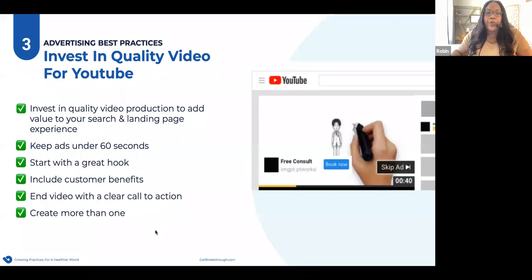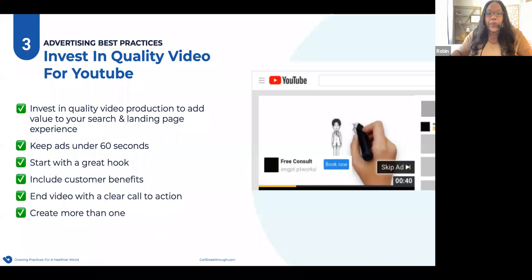When working on YouTube, you want to invest in good quality videos. This is going to add value not only to your search, but also to your landing page experience. Some tricks that we like to use for the videos that we put on YouTube is that we like to keep ads under 60 seconds. We have a very short attention span. So keep ads to 30 seconds or 60 seconds, and you can play around with the YouTube ads and try different lengths of ads and see which ones really resonate with your audience.